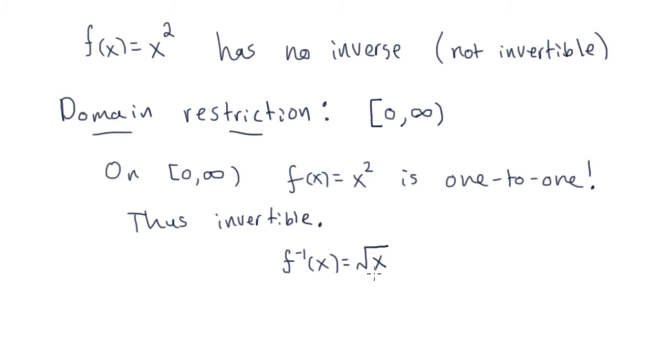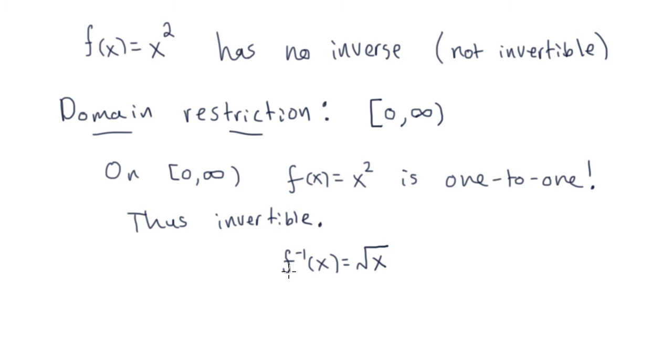So this brings up a very subtle point that we'll see again. We have a function that is not 1 to 1, so it's not invertible, on its natural domain. However, if we restrict the domain to a smaller set where the function is 1 to 1, then it is invertible, and we can find an inverse.